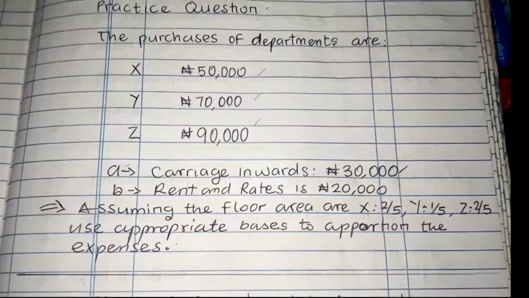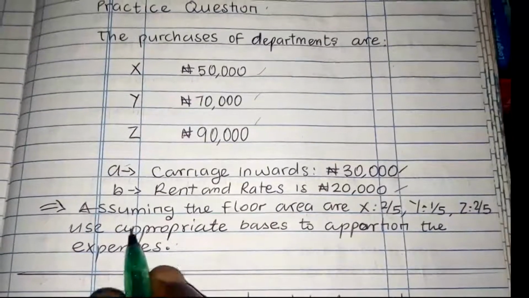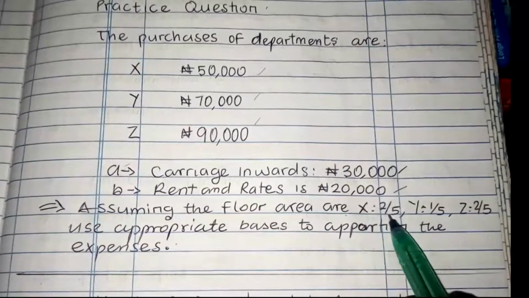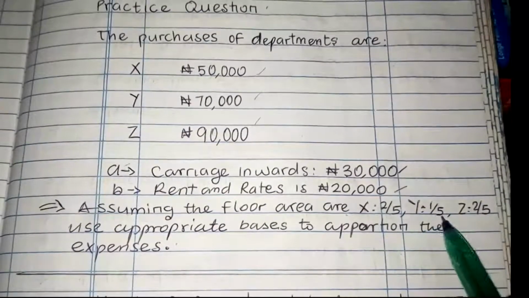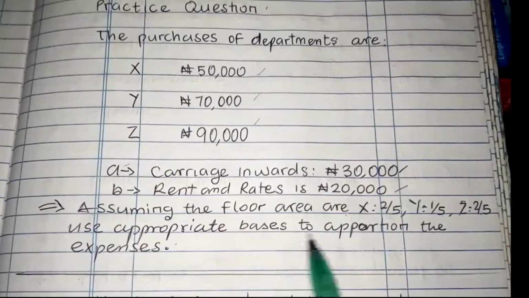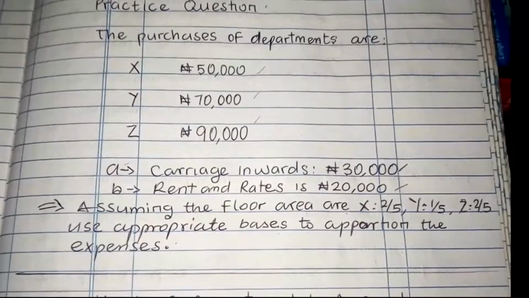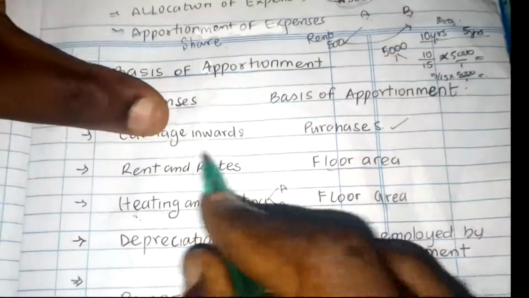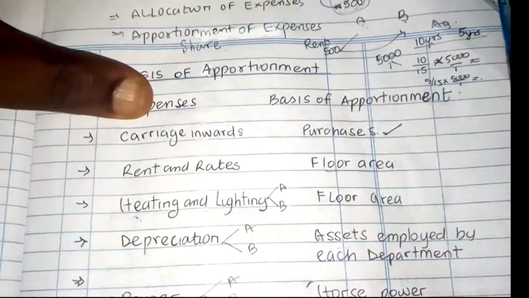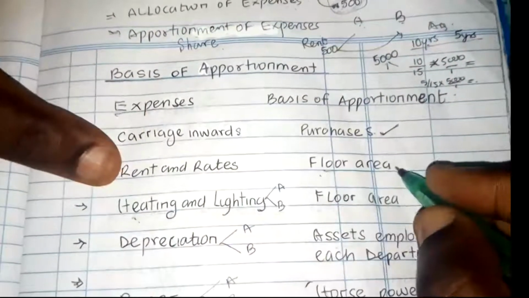All right, so let's go back to the question. So we have our solution to the question. Solution. Okay, class. Now, what we want to do is write apportionment of expenses. Take note, apportionment of expenses. That is what you want to do. Then you rule the apportionment of expenses.